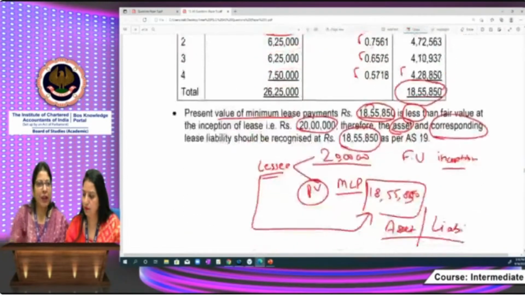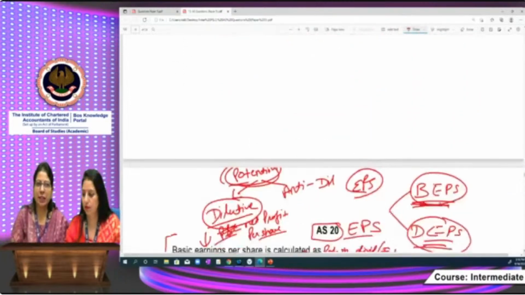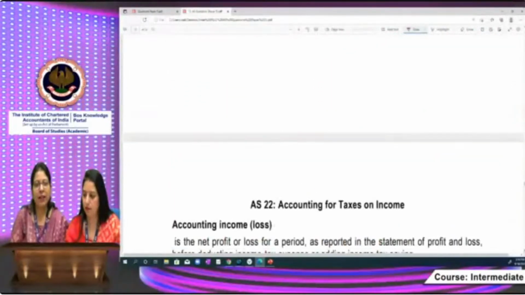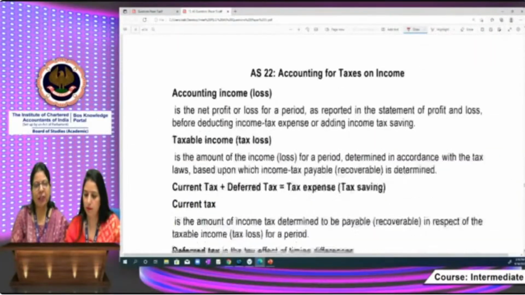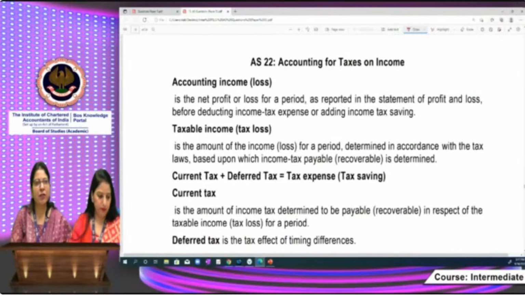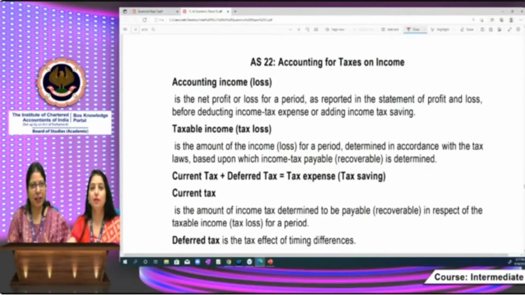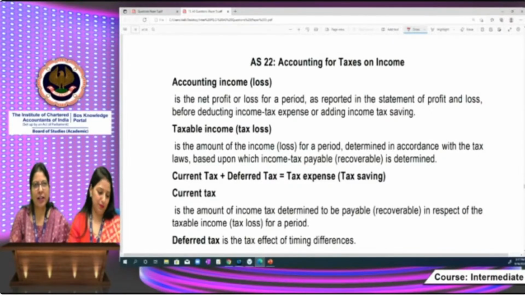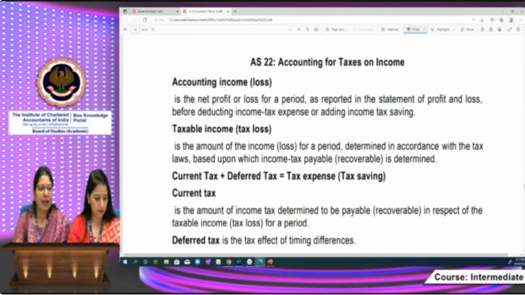We are trying to cover as many accounting standards as possible, because generally students find difficulties in answering questions based on accounting standards. So we will focus on the concepts of the accounting standards more, so that your problematic areas can be sorted and we can resolve all your issues. Accounting Standard 22 is a very important standard. It gives you a brief idea about accounting.